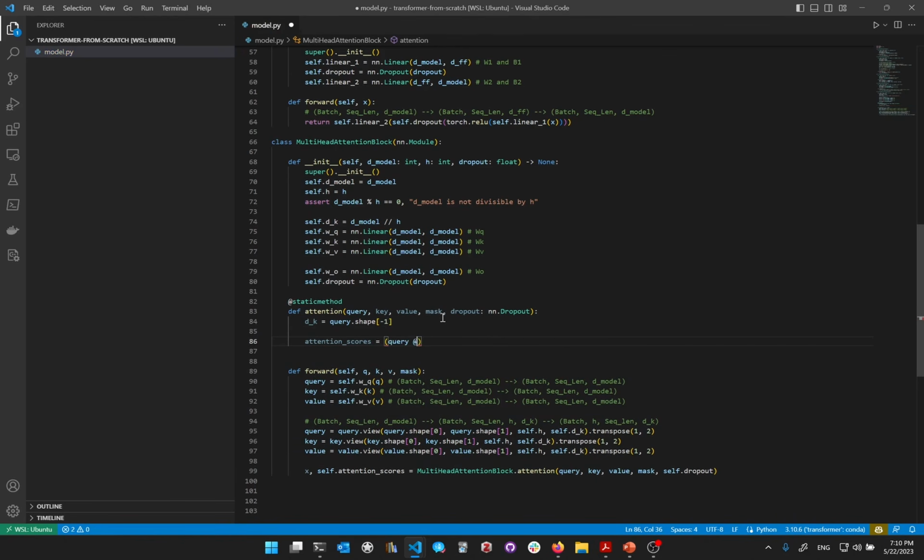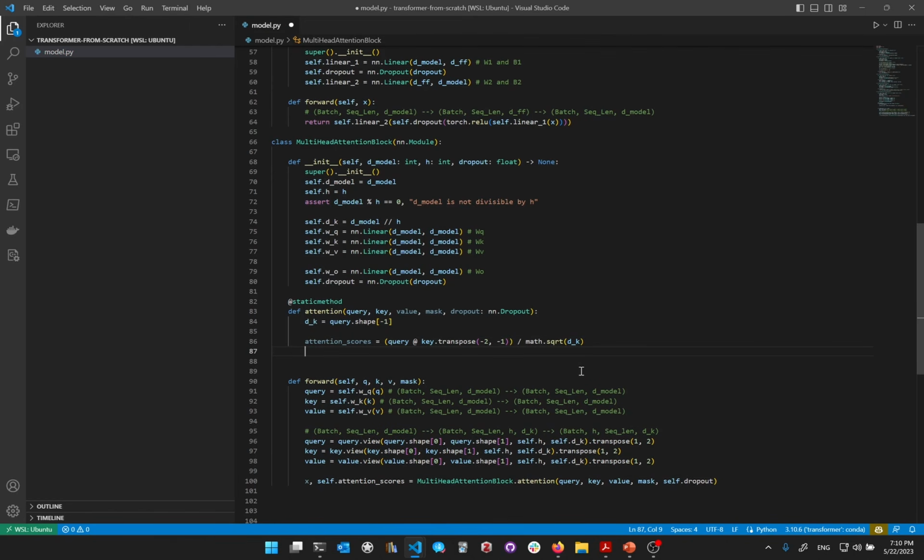Query matrix multiplication. So this @ sign means matrix multiplication in PyTorch. We transpose the last two dimensions. -2, -1 means transpose the last two dimensions. So the last dimension, which is sequence length by d_k, will become d_k by sequence length. And then we divide this by math.sqrt(d_k).